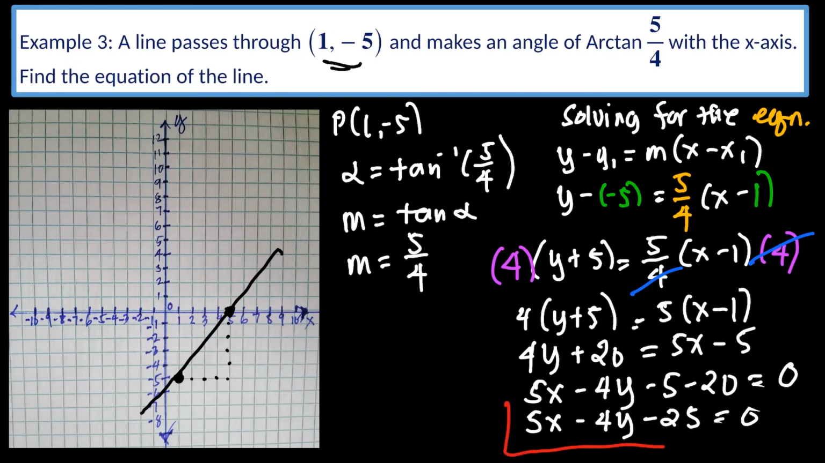And so this is the general equation of the line that passes through 1 and negative 5. In short, the equation of this line is 5x minus 4y minus 25 equals 0.